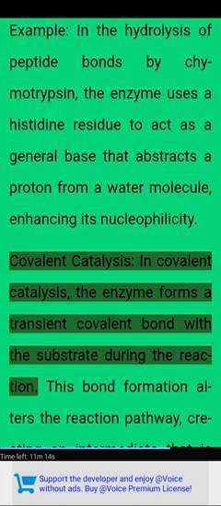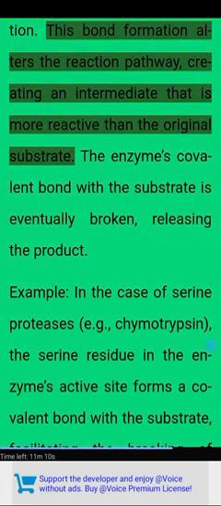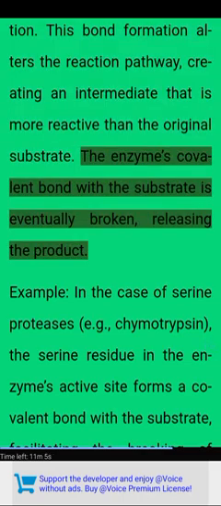Covalent catalysis. In covalent catalysis, the enzyme forms a transient covalent bond with the substrate during the reaction. This bond formation alters the reaction pathway, creating an intermediate that is more reactive than the original substrate. The enzyme's covalent bond with the substrate is eventually broken, releasing the product.